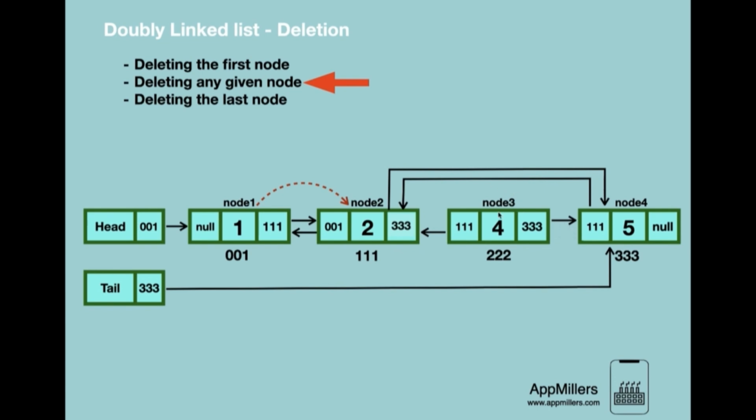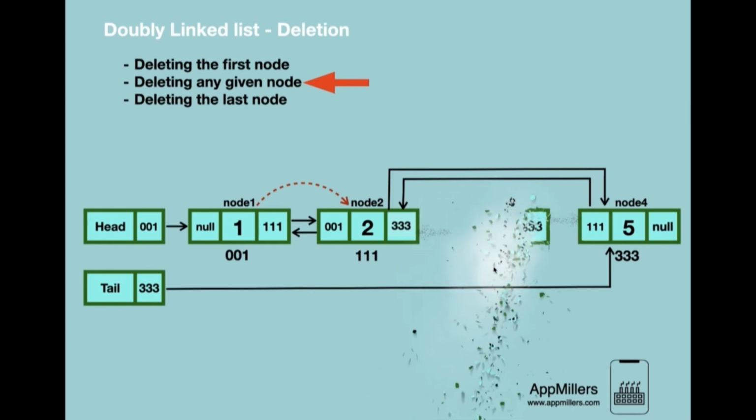Now node 3 is not pointed by any node anymore, so this is eligible for garbage collection, so the garbage collector can come and delete this node from here. So node 3 gets deleted. So here we have learned how can we delete any given node from middle of double linked list.